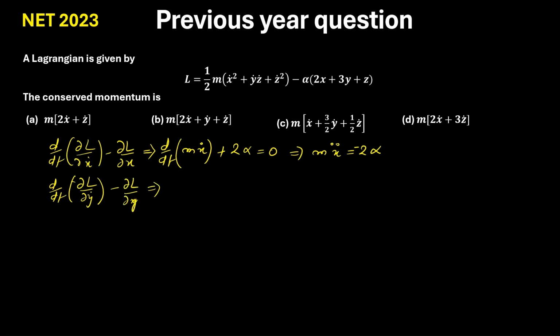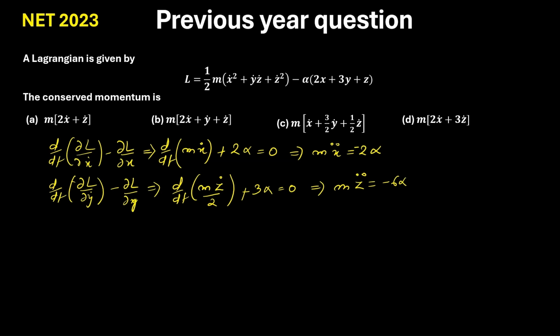I'm directly writing the equation of motion. So if we differentiate y, then we'll get m z dot by 2. Then if I differentiate y, it will be plus 3 alpha. This is equal to 0. So I have m z double dot is equal to minus 6 alpha.